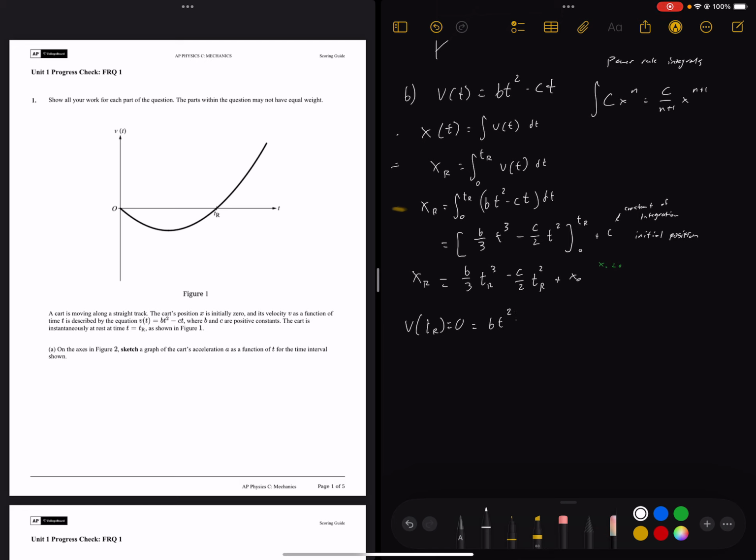So my function is bt squared minus ct. And then when I solve for t, I can factor out a t. So I have t times bt minus c, and I'm setting that equal to 0. So I can divide both sides by t, and I just end up with bt minus c equals 0. And then you do the algebra steps, and you end up with t is equal to c over b. So now I'm going to plug this into this function here, right? So I'm going to now plug this in to here, all right?